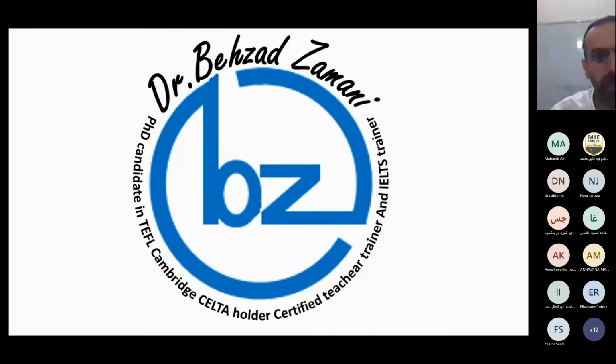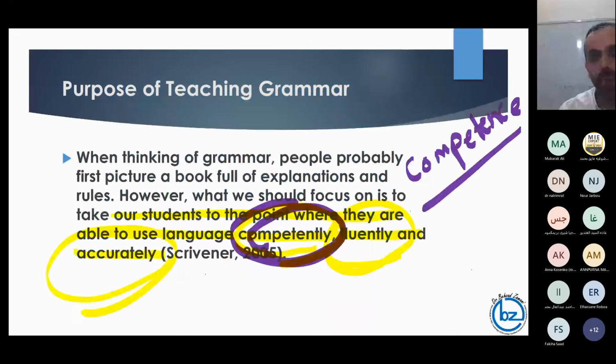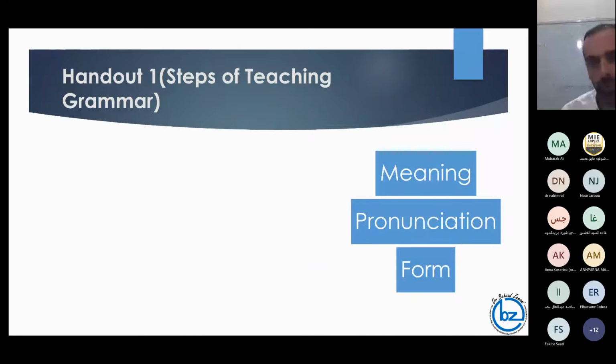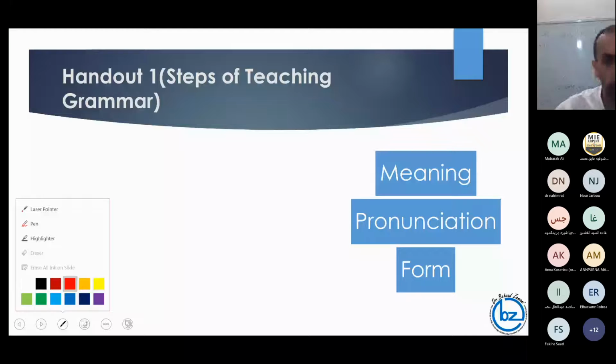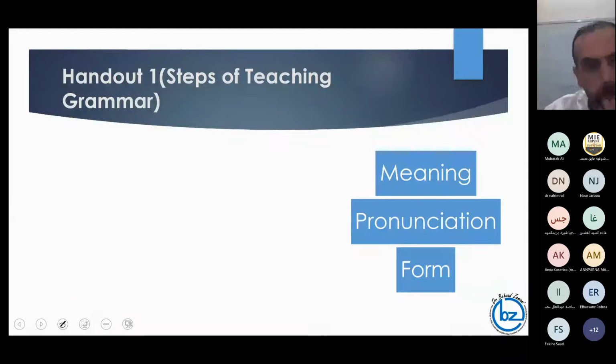When it comes to teaching grammar, it's a matter of meaning, pronunciation, and form. Three aspects that we need to consider. But which one is the most important? Can you tell me? Ms. Shawqia, read the chat box if you can see it.